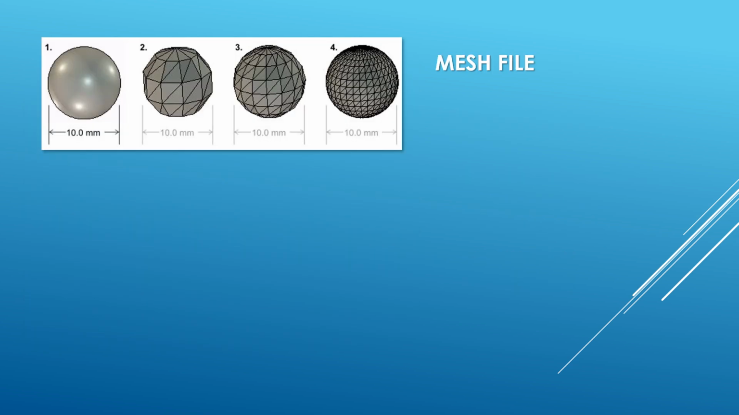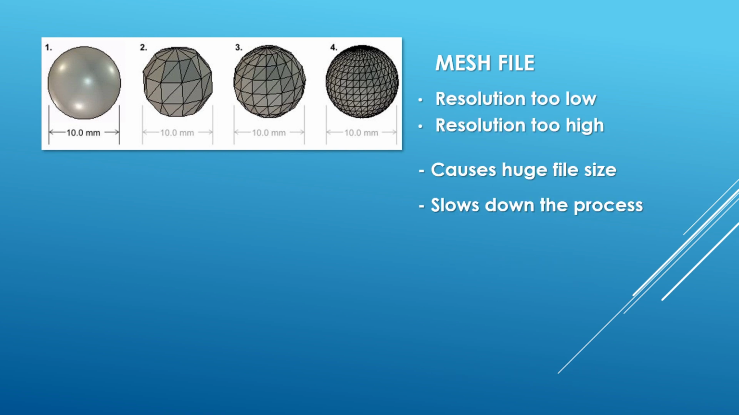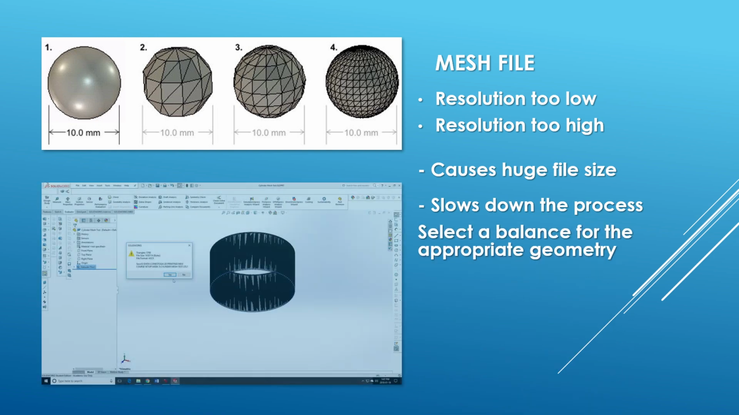Remember, we're working with a mesh file that represents a smooth surface. When the resolution is too low, we get poor geometry. When the resolution is too high, it causes a huge file size and slows down the process. We're always looking for a balance between file size and resolution for the appropriate geometry.